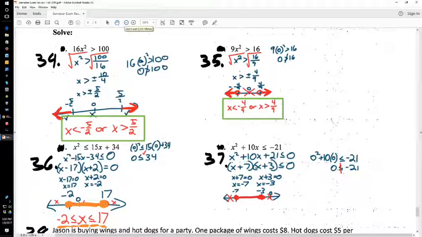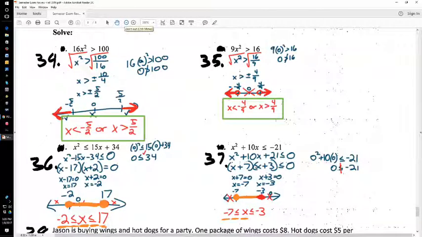Pause it, see if you can do it on your own. But negative 7 less than or equal to x less than or equal to negative 3. And I'll explain it again. Negative 7 is smaller than all of the x values. Negative 7 is smaller than all of these values right here. Negative 6, negative 5, negative 4. It's smaller than all of those.